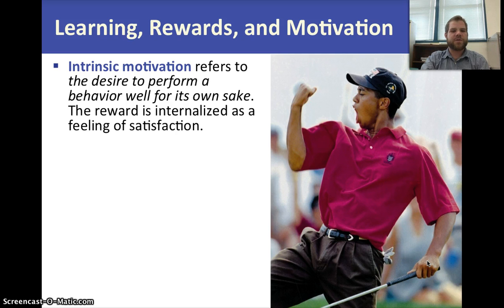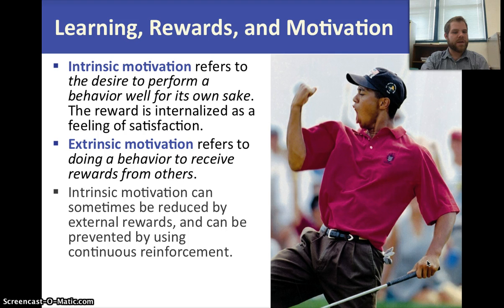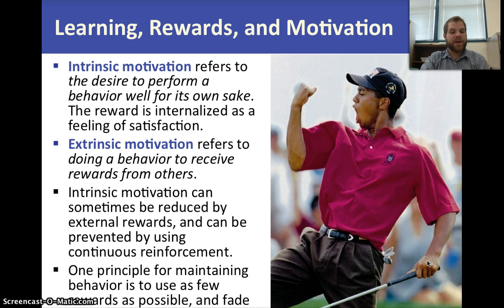So intrinsic motivation refers to the desire to perform a behavior well for its own sake. The reward is internalized as a feeling of satisfaction. So if you're really competitive, if you're the type of person who really likes to achieve success, your own satisfaction in your own mind will be enough. But extrinsic motivation, which is most of us need, refers to doing a behavior to receive praise or money or some recognition from others. Intrinsic motivation can sometimes be reduced by external rewards and can be prevented by using continuous reinforcement. One principle for maintaining behavior is to use as few rewards as possible and fade them over time.